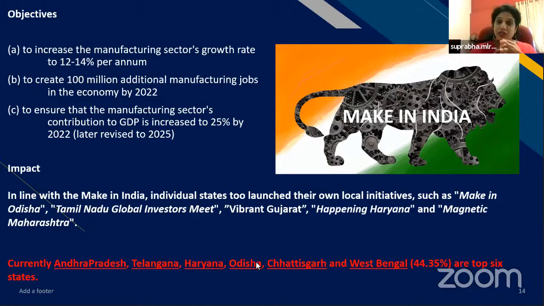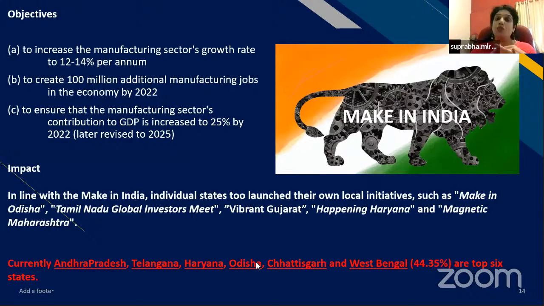I repeat, what are the major objectives? Please try to remember. One, they wanted the manufacturing sector's growth rate to be increased to 14% per annum, 12 to 14% per annum. Okay, sorry, it is not 2% per annum, it is 12 to 14% per annum.